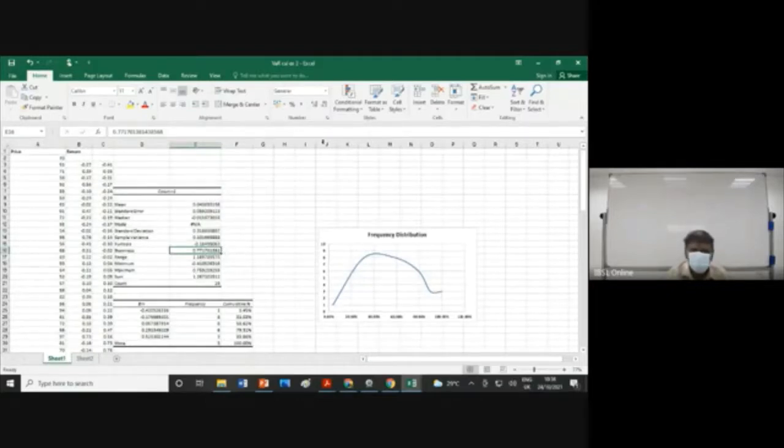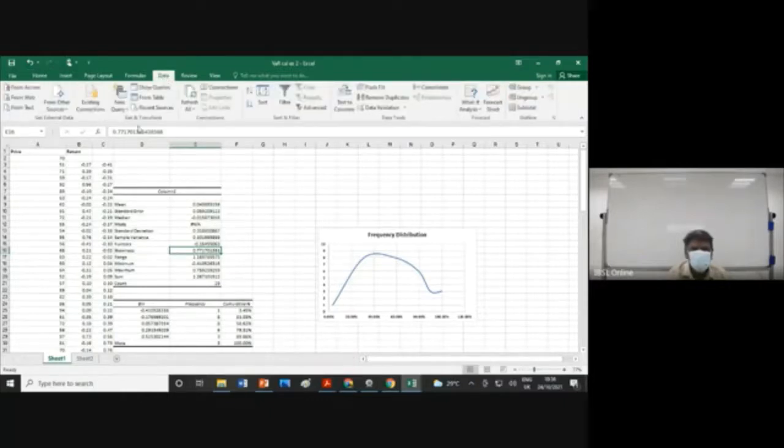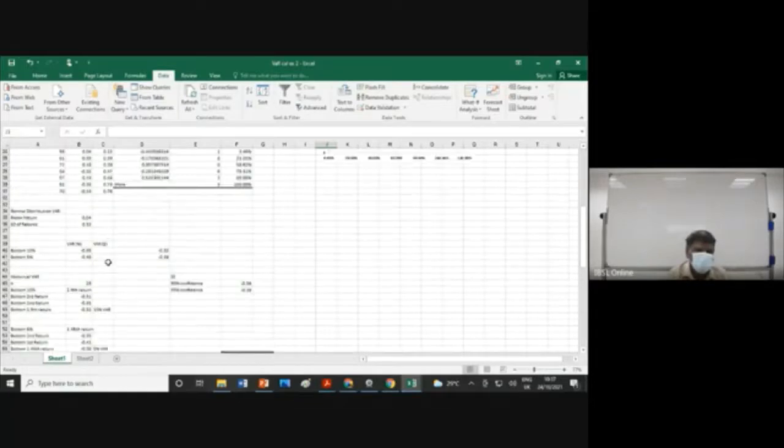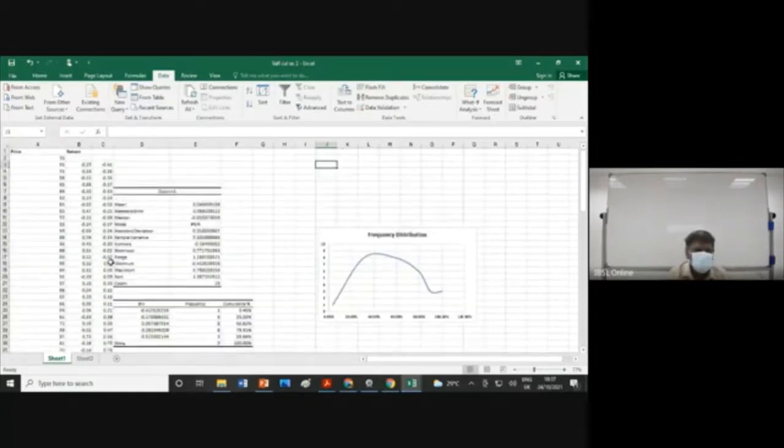If you go to the data and then data analysis, you can get all this data, which I'm not going to do. Our task is, whenever a data set is given, you have to compute the return. You can compute the historical VAR for any confidence level. And if you take the daily VAR, you can convert it into a monthly VAR, a 7-day VAR, or a VAR for any number of periods. Any questions? Anything you need to clarify?